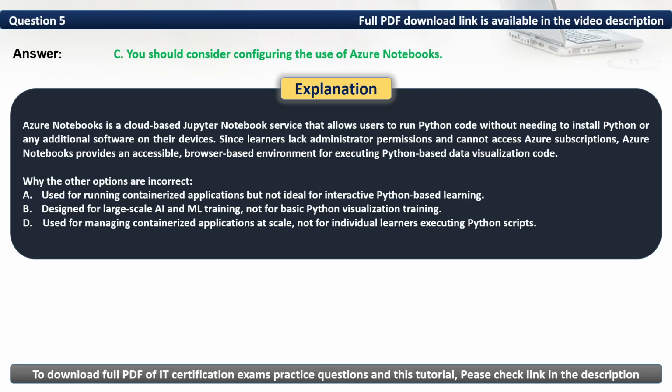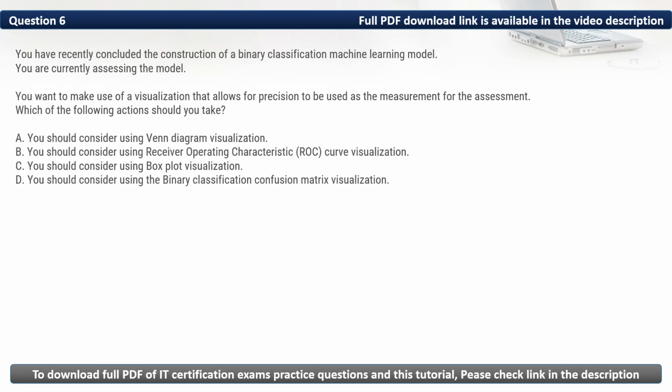data visualization code. Question 6. You have recently concluded the construction of a binary classification machine learning model. You are currently assessing the model. You want to make use of a visualization that allows for precision to be used as the measurement for the assessment. Which of the following actions should you take?